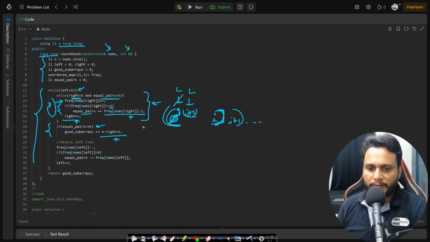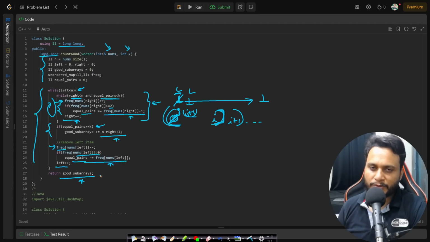Okay, so if you do that, then the left index here will be lost, and so its frequency will be reduced. And if its frequency happens to be greater than 0, this means we are losing equal pairs. And if we are losing, then we will be reducing the equal pair count and move to the right hand side. That means the left pointer will move to the right. And finally, if the entire process is over, that means the left is actually going out of bound, then we can return the count of good subarrays. So this is the entire approach, and I hope it is clear.